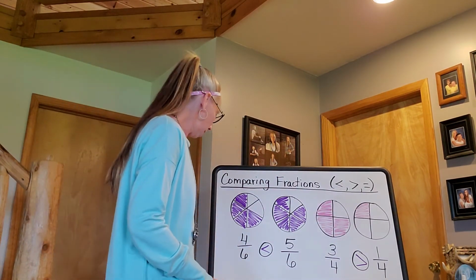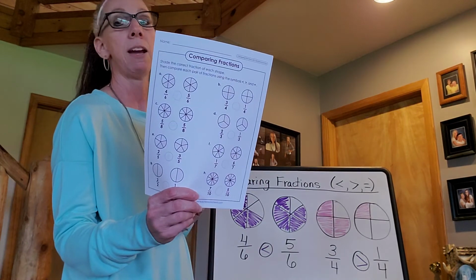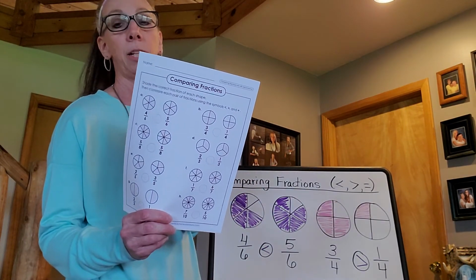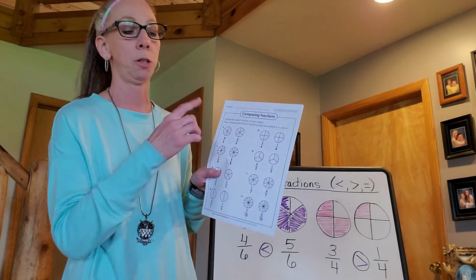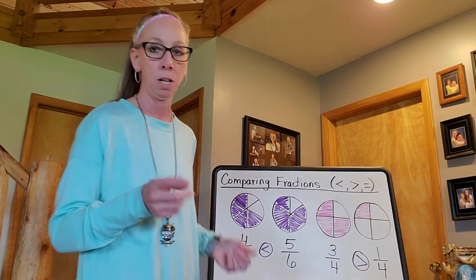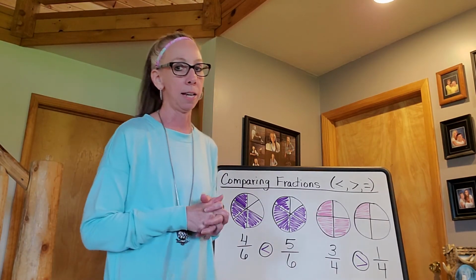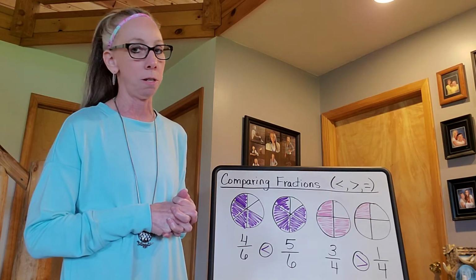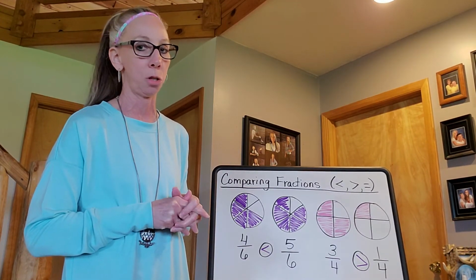Even when this paper is all circles, say for instance you don't have a way to print this paper out, you can still make rectangles, dividing the rectangles into those number of pieces and coloring it in. And you can still tell which one is greater and less than. Because as I told you last week, creating rectangles for fractions is a whole lot easier than creating circles.